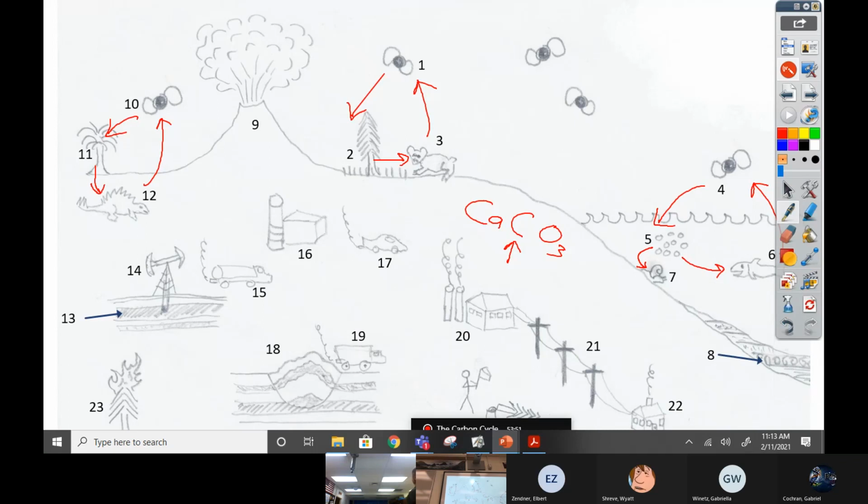I want to erase that because it's in my way. Okay.